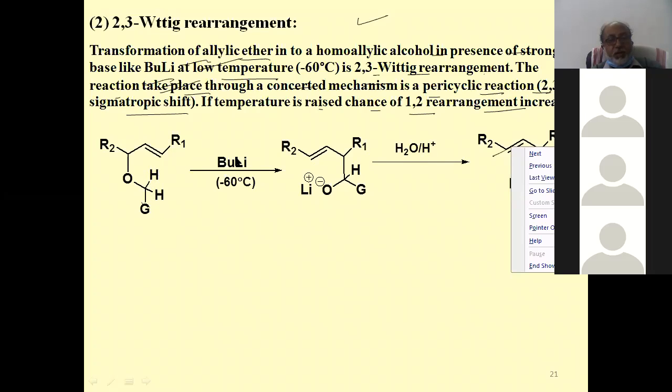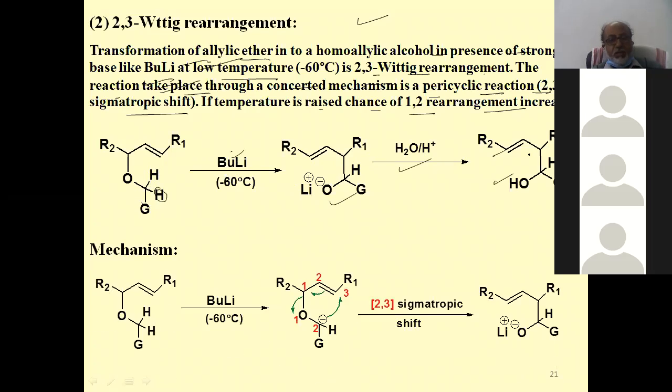Now this butyl lithium, what is it going to do? Butyl lithium will pick up a proton from here. Okay, we'll see the mechanism. First of all we get this one, then hydrolysis of this, we get this alcohol, the homoallylic alcohol.